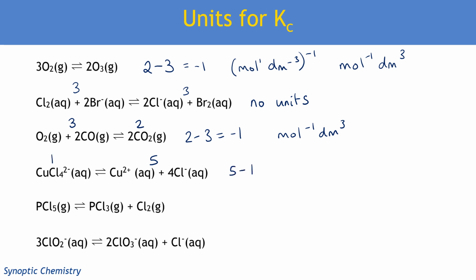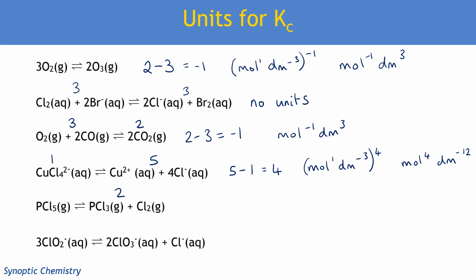5 take away 1 is 4. So let's get this in brackets. Mole to the power 1, dm to the minus 3. Everything is raised to the power of plus 4. 1 times 4 means I have moles to the power 4. Minus 3 times 4 means I have dm to the minus 12. That's quite an unusual one.